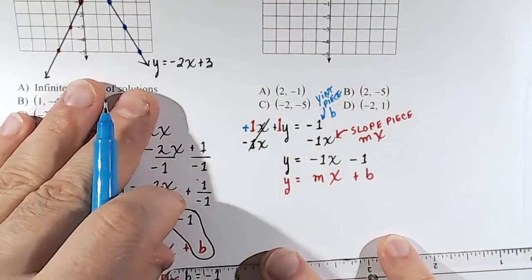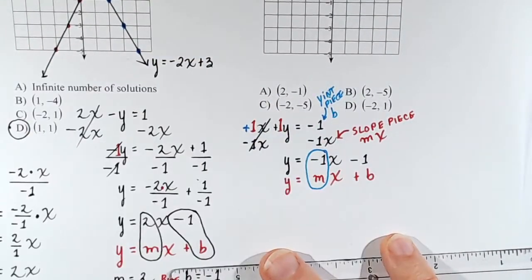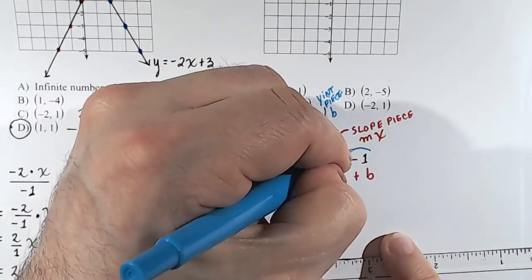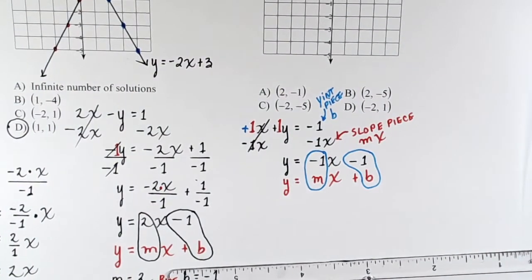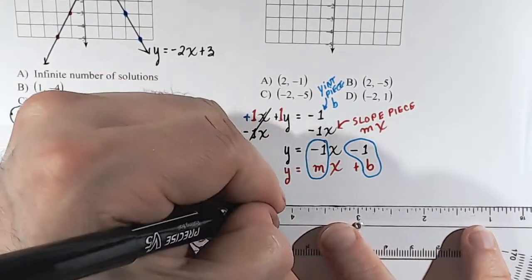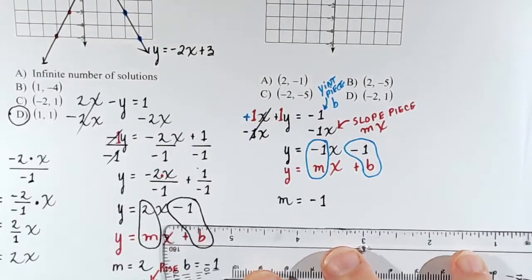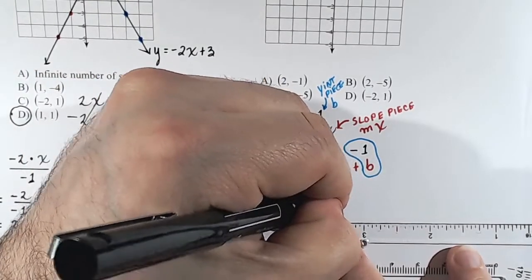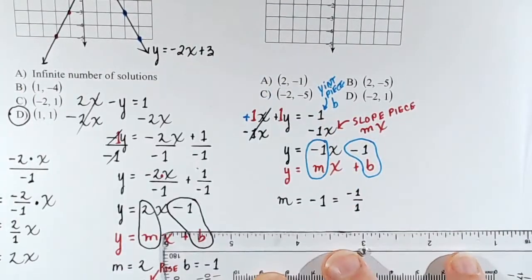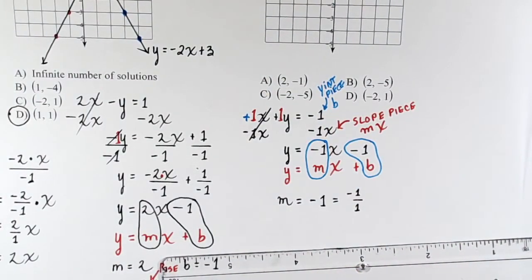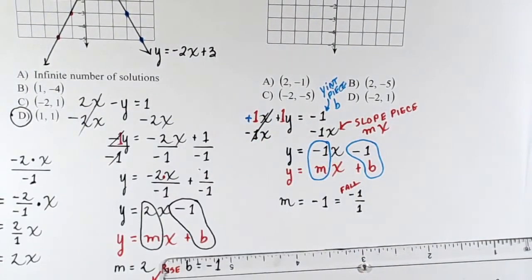So what's m? Well, m is negative 1. It's easy to see in that, isn't it? And b is also negative 1. Okay, so let's take this slope piece, m. m equals negative 1. Well, negative 1 is also equal to negative 1 over 1. And the reason we want to write it that way is because now I see my fall and I see my run.